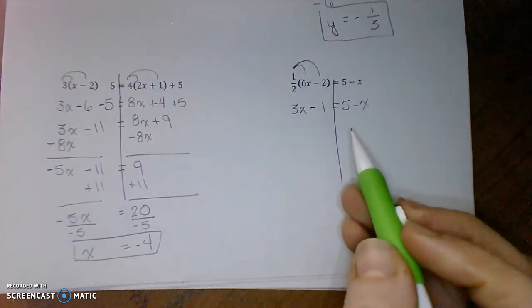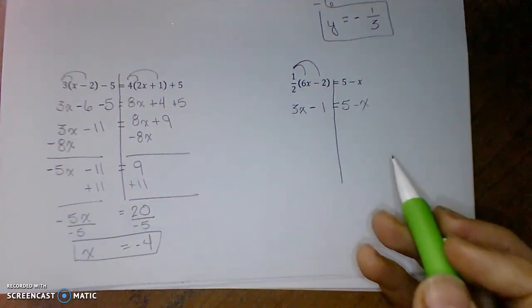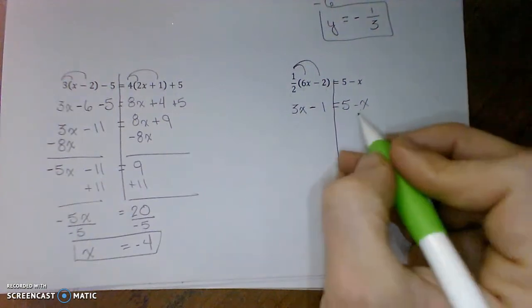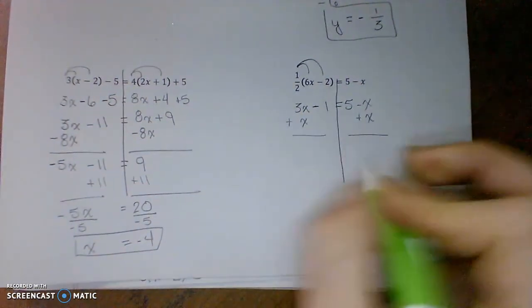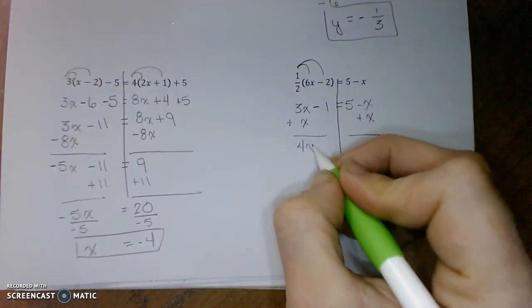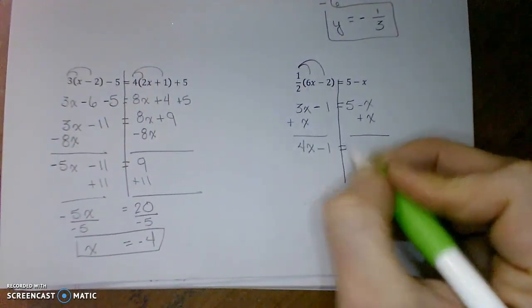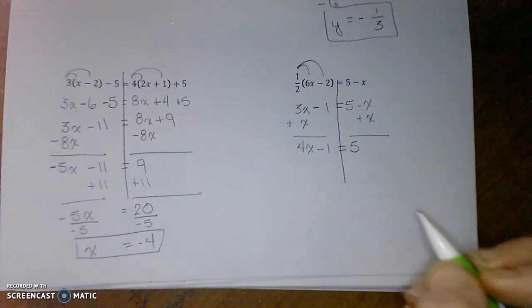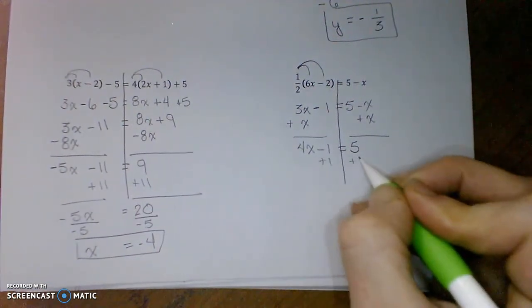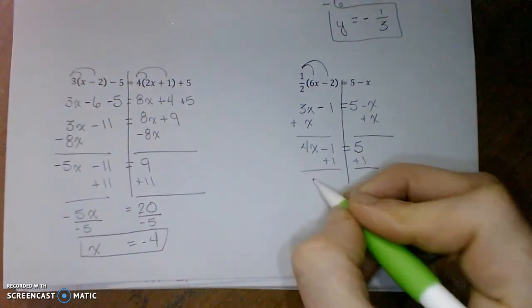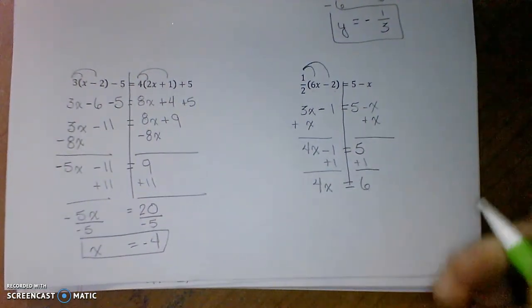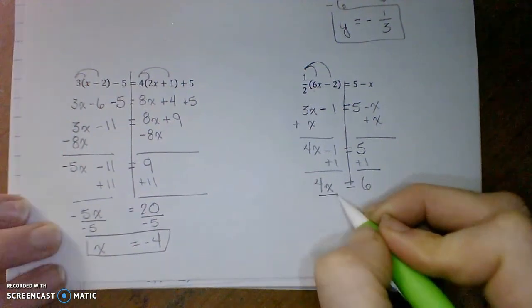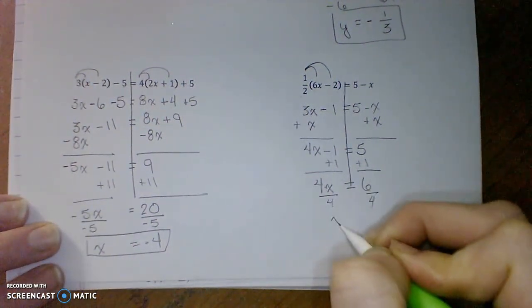And now, I want to collect all my x terms to one side of the equation. So here I have a minus x. I'll plus x to both sides. I get 3x plus x is 4x minus 1 equals 5. Now I'll add 1 to both sides to undo that subtraction, which leaves me with 4x equals 5 plus 1, which is 6. Now I'll undo the times 4 by dividing both sides by 4.